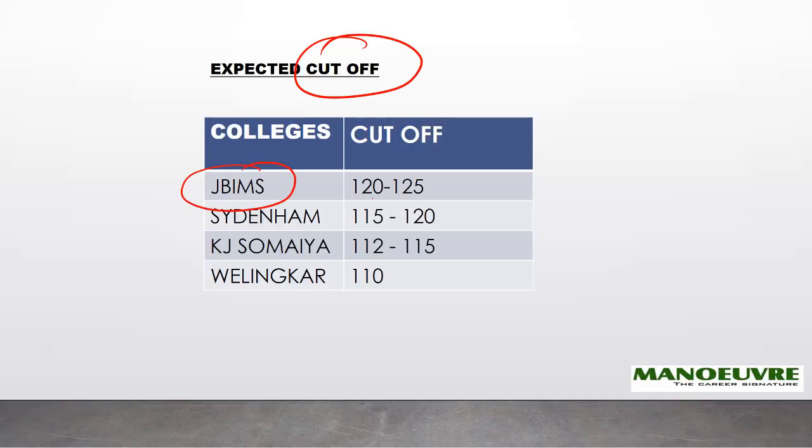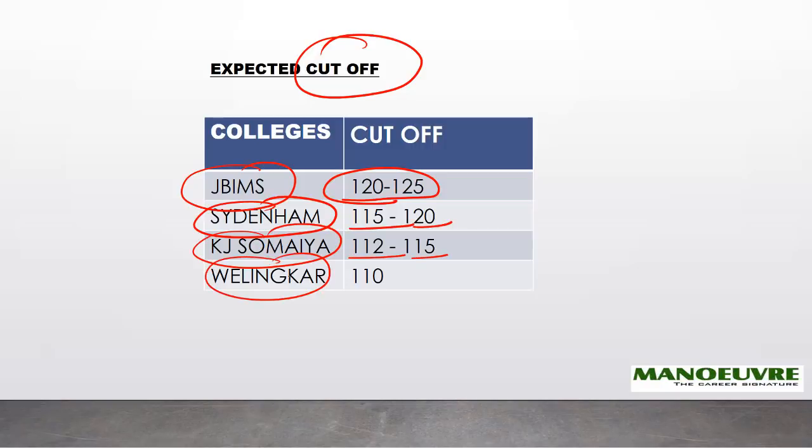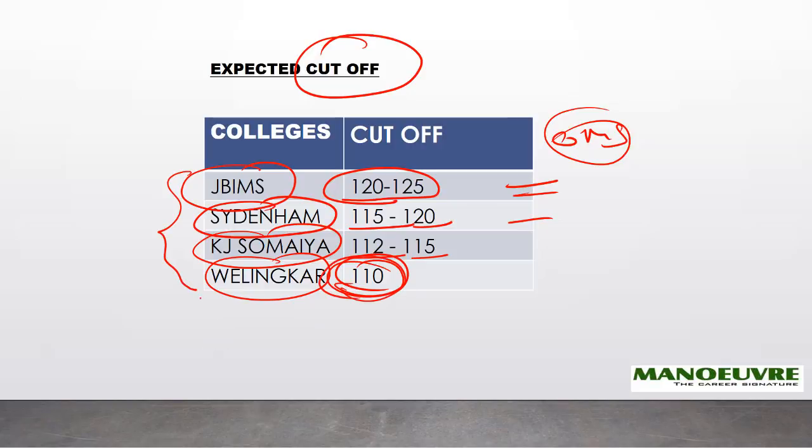For JBIMS, cutoff will be around 120 to 125, and for Sydenham it will be 115 to 120. For KJ Somaiya it will be 112 to 115. For Welingkar it will be 110, and for OMS students it will be slightly higher. So these are the cutoffs for the top 4, and for other colleges the cutoff will be lower than 110.